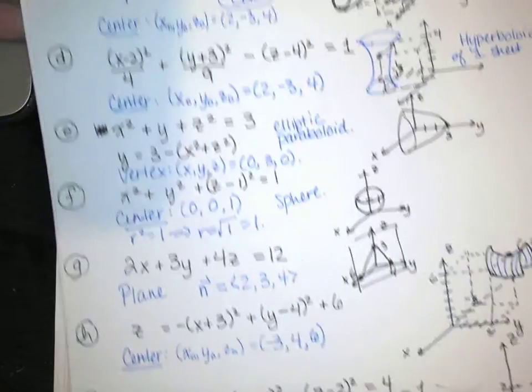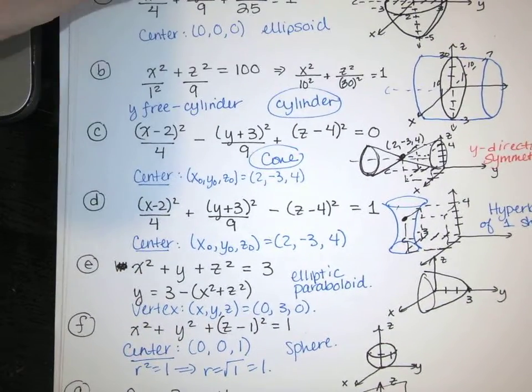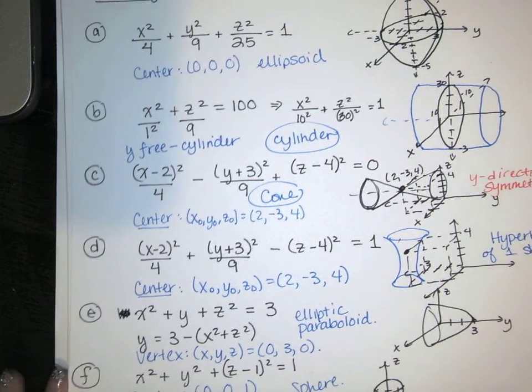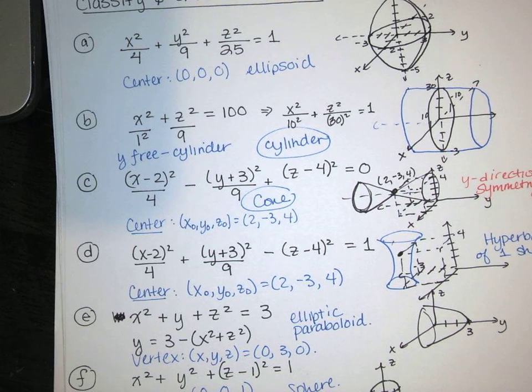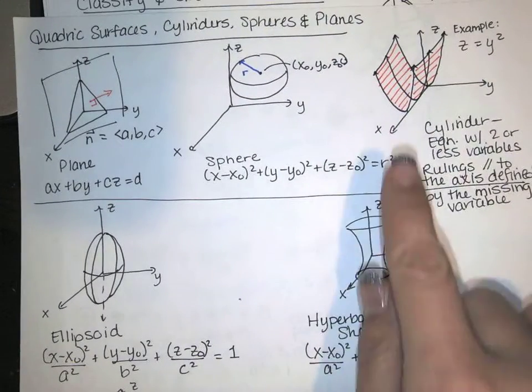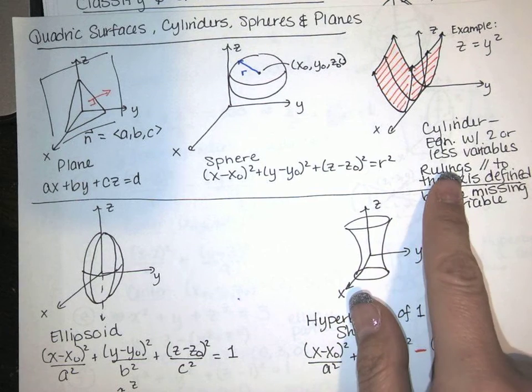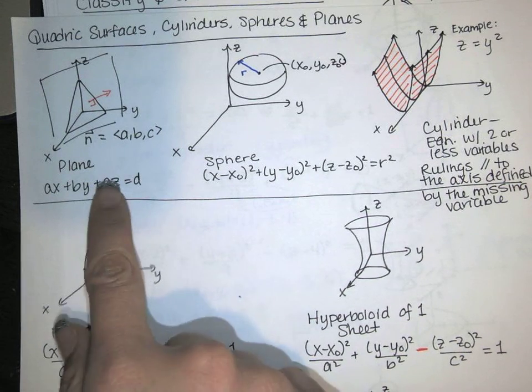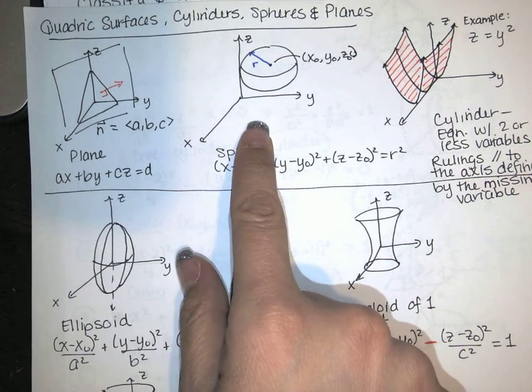All right, guys. So that's how you do that. If I give you an equation, I might ask you to find the center and then identify the type of surface, and it's definitely going to be one of these types of surfaces. Remember, if one of the variables is missing, it's a cylinder of some kind. Cylinders don't look like cylinders anymore. They just look like some curve where a third variable is free to be anything. Planes look like this, spheres look like this.